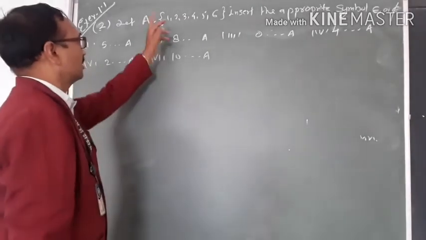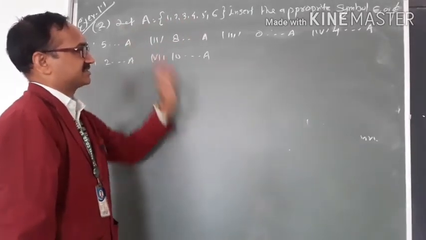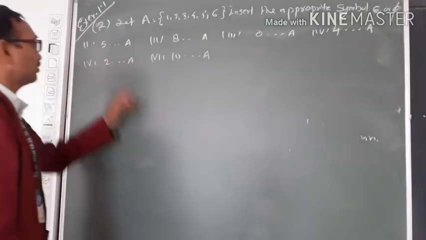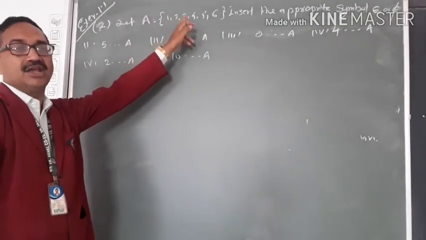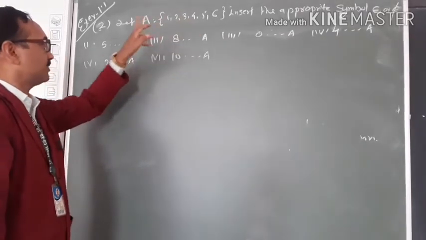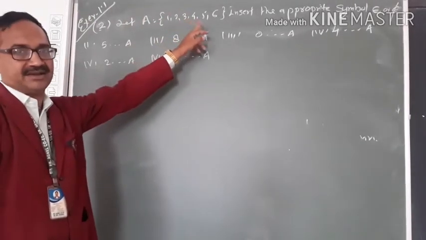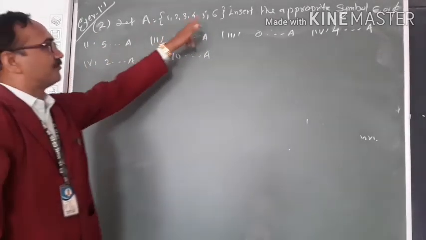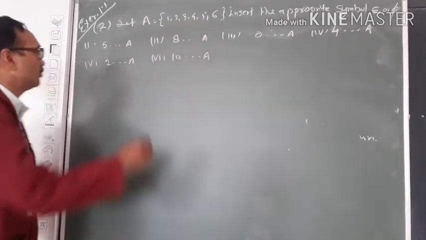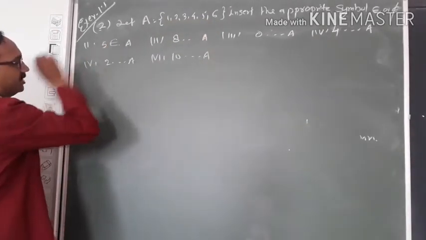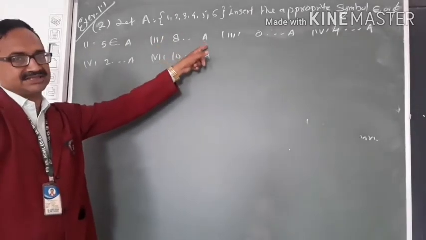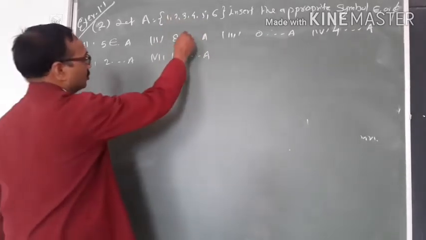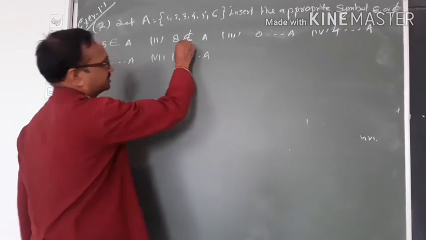Now next question. Let A equal to {1, 2, 3, 4, 5, 6}. Insert the appropriate symbols belongs or does not belong. If the particular number is an element of this set, you put the belongs symbol. And if the particular number is not an element of this set, you put does not belong. Suppose 5 belongs to A. So 5 is an element of this set, so you put 5 belongs to A. 8 is not in this set because the set is 1, 2, 3, 4, 5, 6. So 8 is not an element of this set, so you put 8 does not belong to this set.